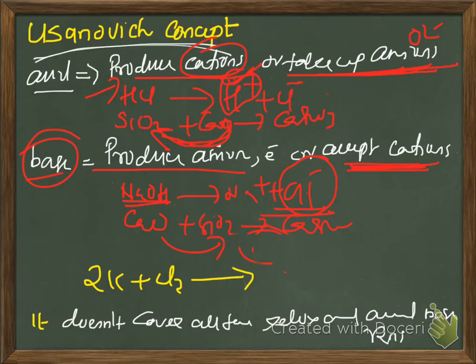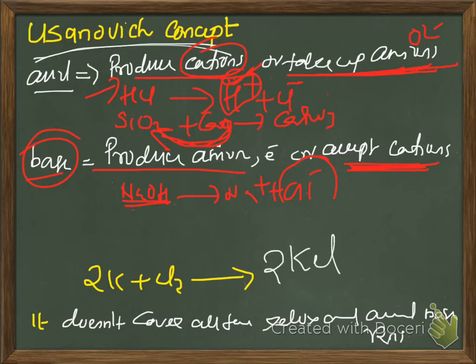Now you have to see another equation. You can see it in yellow color. 2K, K means potassium, plus Cl2 gives 2KCl. Here, who is the base? Who is the acid? This is a kind of redox reaction in which transfer of electron takes place.